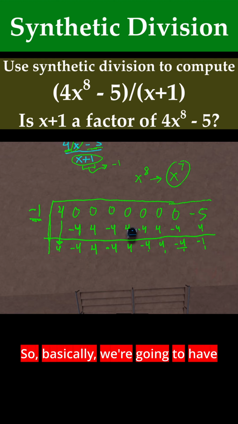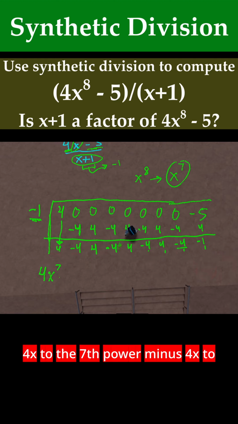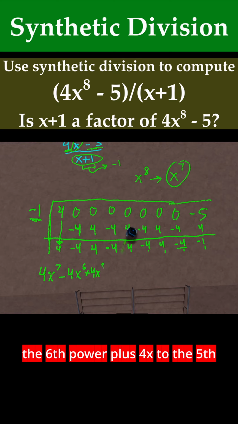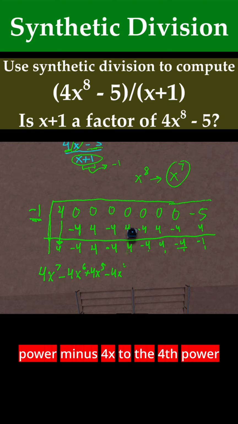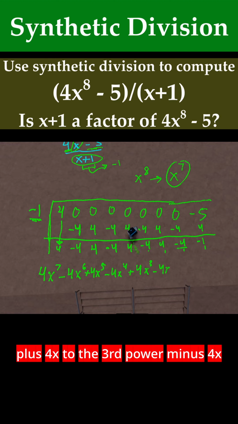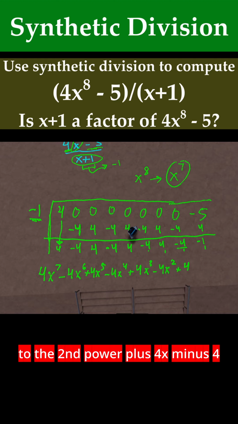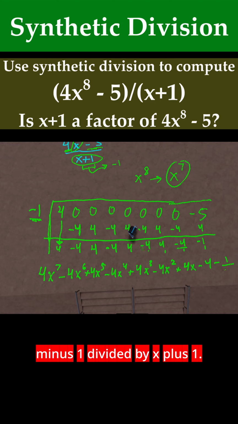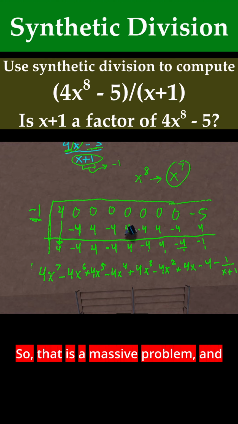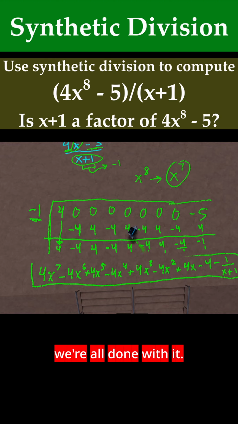So basically, we're going to have 4x to the 7th power minus 4x to the 6th power plus 4x to the 5th power minus 4x to the 4th power plus 4x to the 3rd power minus 4x to the 2nd power plus 4x minus 4 minus 1 divided by x plus 1. So that is a massive problem, and we're all done with it.